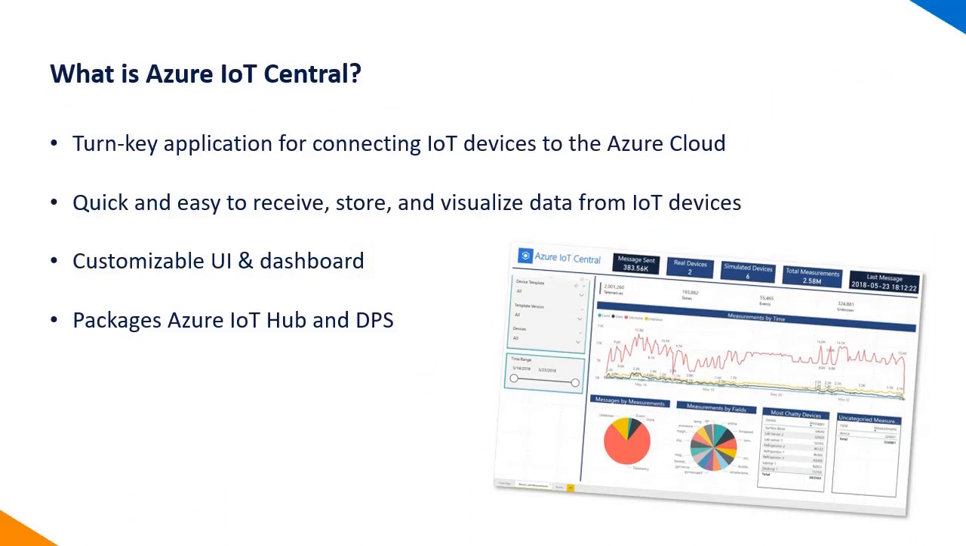So what is Azure IoT Central? Well, it really is a turnkey application for connecting IoT devices to the Azure cloud. Its main goal is to be as simple as possible to consume. When you create an application instance, you can begin modeling your IoT device classes and then easily connect those devices into that particular application instance to begin receiving, storing, and visualizing data from those devices. It does come with a customizable UI and a dashboard, so you can easily tailor it to how you might need it. But fundamentally, under the hood, it really is Azure IoT Hub and DPS and I think a few other services packaged up into a nice turnkey application.